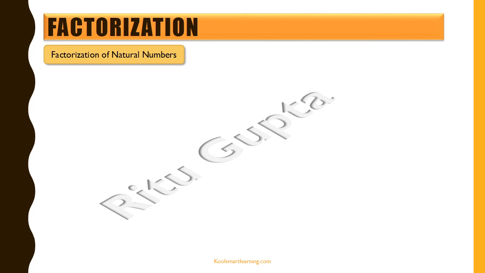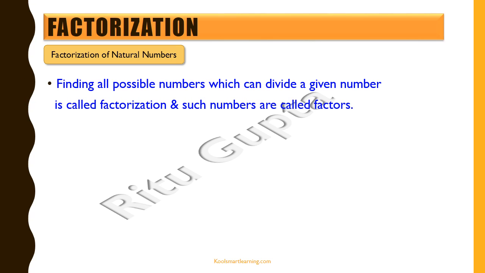Friends, let's now try to understand what do we mean by factorization of natural numbers. We've already done that in earlier classes, but let's define it here once again. Factorization is finding all the possible numbers which can divide a given number, and such numbers are called factors, and we all know that even 1 and the number itself are the factors of the given number.